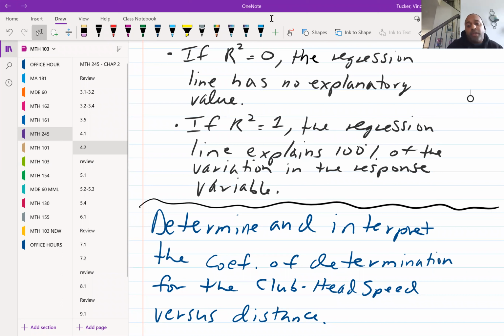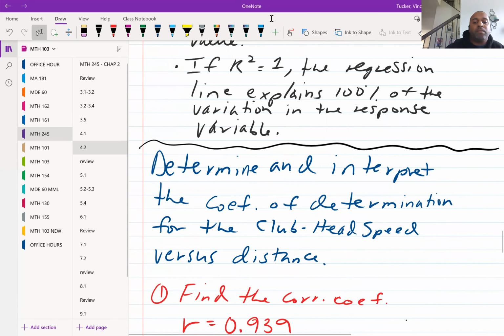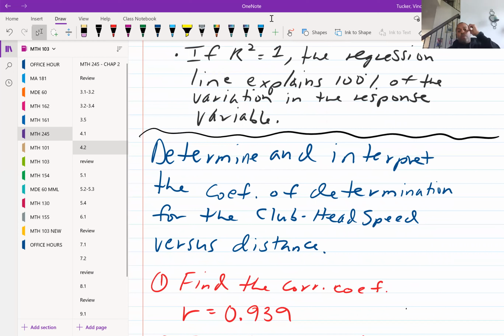So determine and interpret the coefficient of determination for the club head speed versus the distance. Anybody still holding on to the board? Everybody good? All right, so once again, we're going to determine and interpret the coefficient of determination for the club head speed versus the distance. That's for the data set that we just finished looking at.